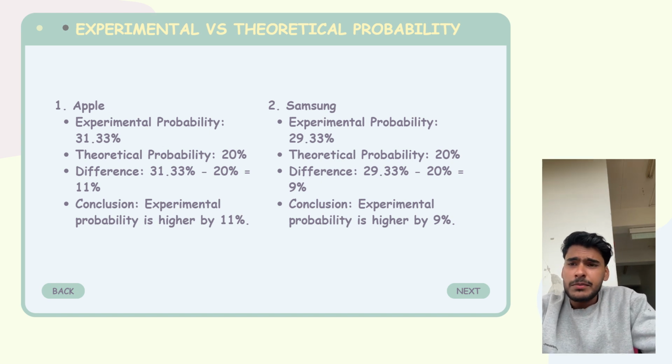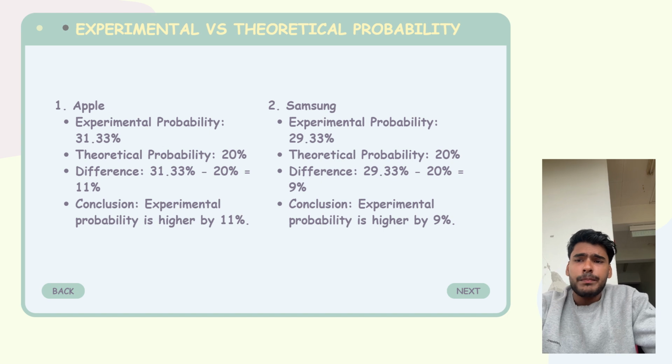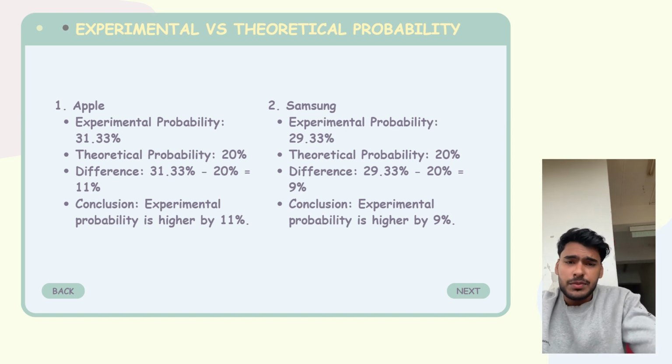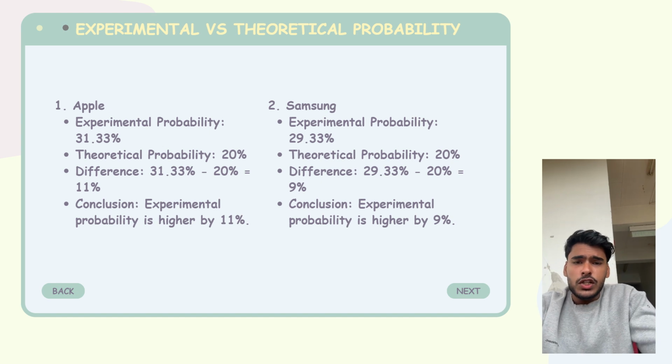Next, we move to Samsung. Samsung conquered about 29.33% for its experimental probability compared to its theoretical probability of 20%. To calculate the difference, we subtract as usual. So 29.33% minus 20%, we got 9%. Based on this, we can conclude that the experimental probability is higher by 9%.